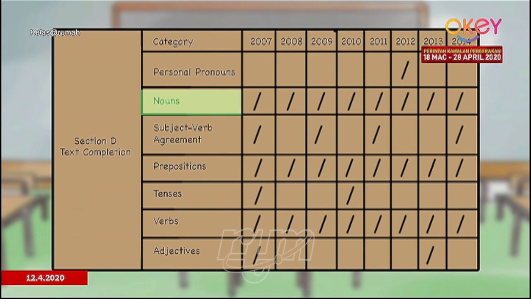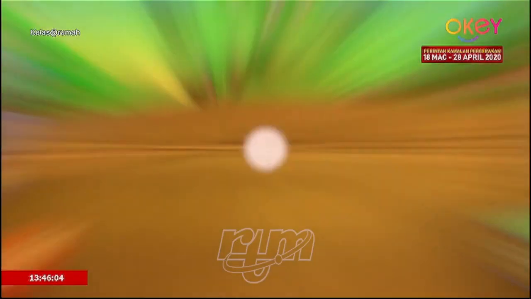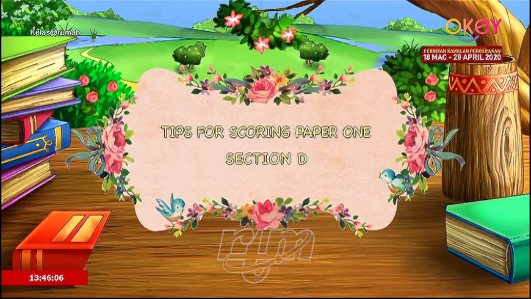Nouns, prepositions, verbs, and subject-verb agreements. I will share with you which areas to focus on later. For now, I want to share with you the tips on how to answer Section D. Tips for scoring in Paper 1, Section D.